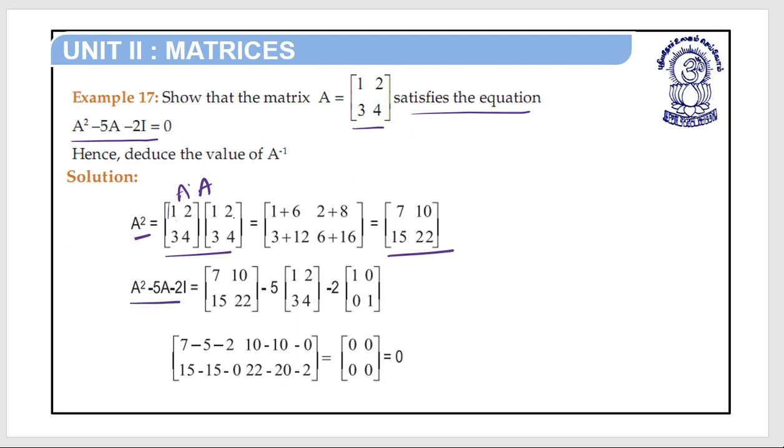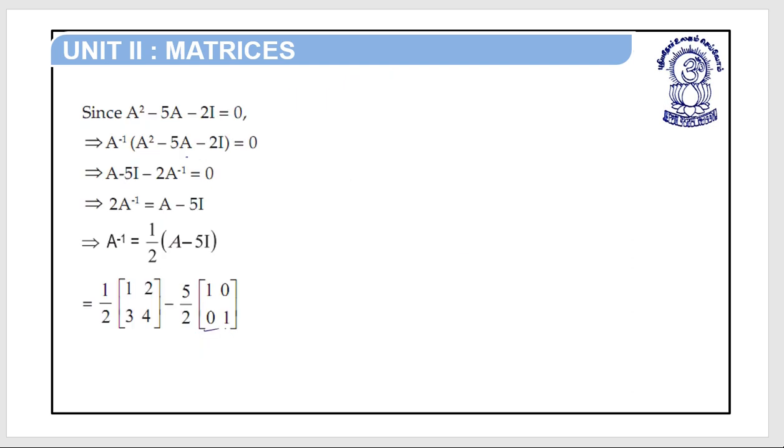A square minus 5A minus 2I is given. I is equal to [1, 0; 0, 1] form, because this one is a 2 by 2 matrix. [7, 10; 15, 22] minus 5 times the matrix A [1, 2; 3, 4] minus 2I [1, 0; 0, 1]. Now by solving this equation we will get [0, 0; 0, 0], so the answer is 0.